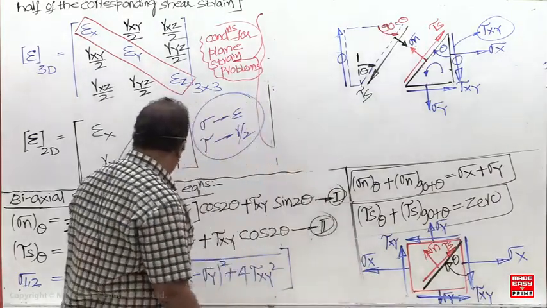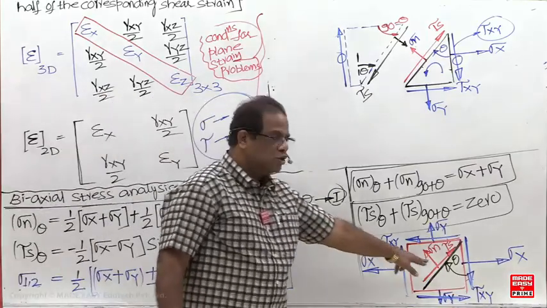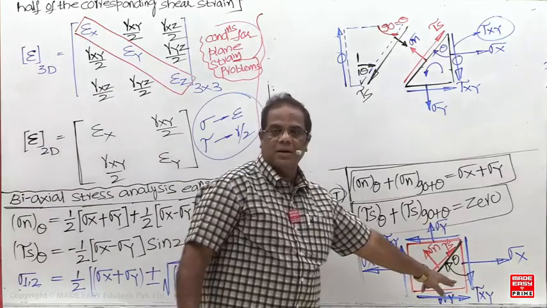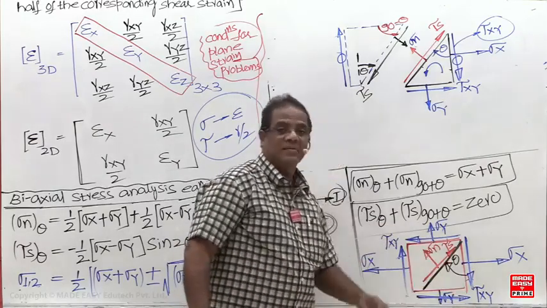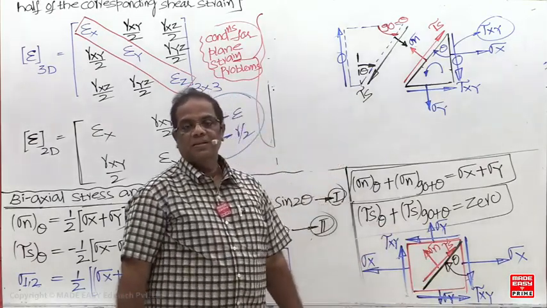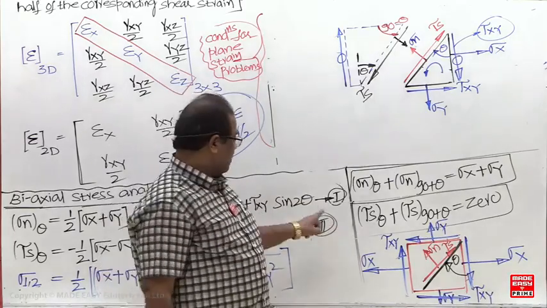After solving this, I am getting a negative value. Suppose theta is given in the question as 30 degrees, and sigma x, sigma y and tau xy are also given. Now I am going to substitute.